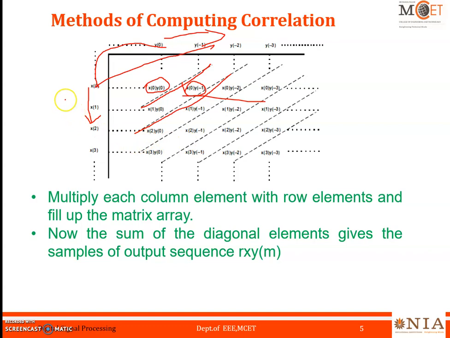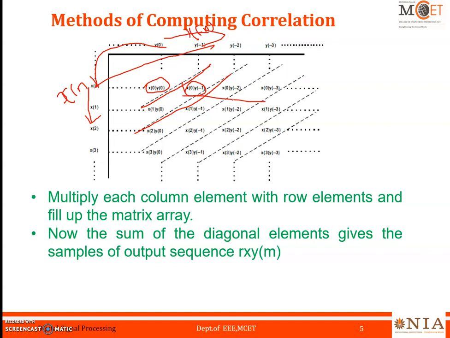For example, when you're finding out the autocorrelation, you will represent the value of x of n here, and here you will represent the value of x of minus n. So as usual, multiply the values, find out the answer and finally add the diagonals. That is nothing but autocorrelation.